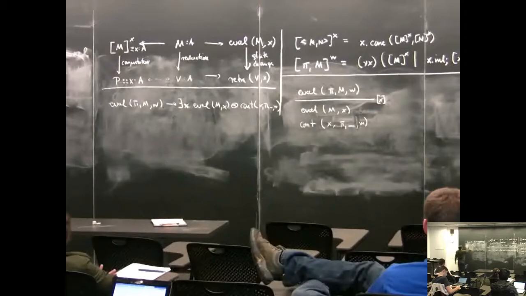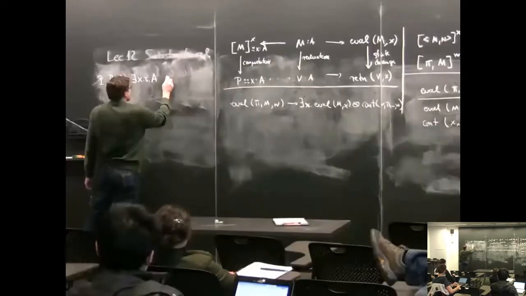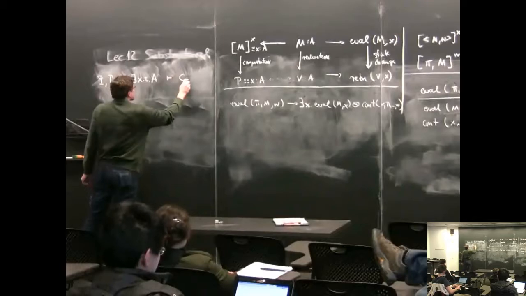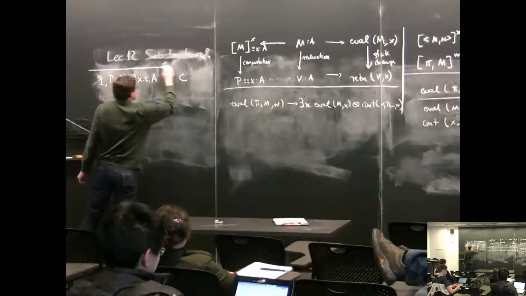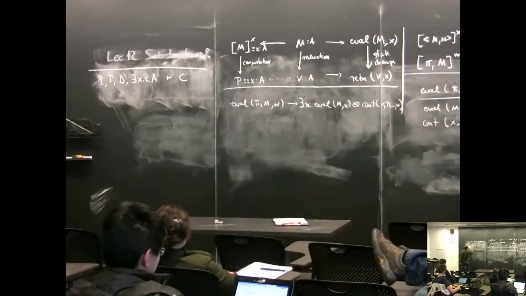Okay, so if you have a psi, you have a gamma, you have a delta, and you have an exist x colon tau dot a, and I'm trying to prove c. Okay, so the left rule for the existential says something like this. According to this, we know there exists an x colon tau.